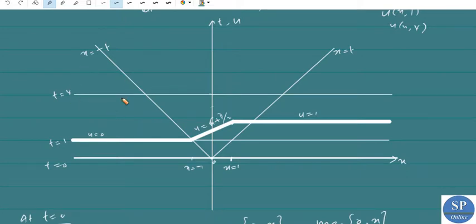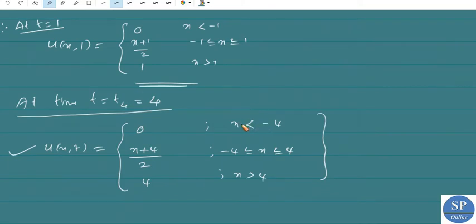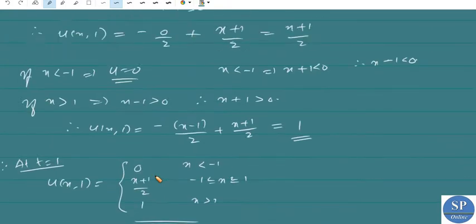So we obtained that this is x equal to minus t, and this is x equal to t. So this point is x equal to 4, and the corresponding point here will be x equal to minus 4. When x equal to minus 4, the value is 0 here. For x less than minus 4, u equals 0, and x greater than 4 implies u equal to 4. So plotting that, we will get like this.